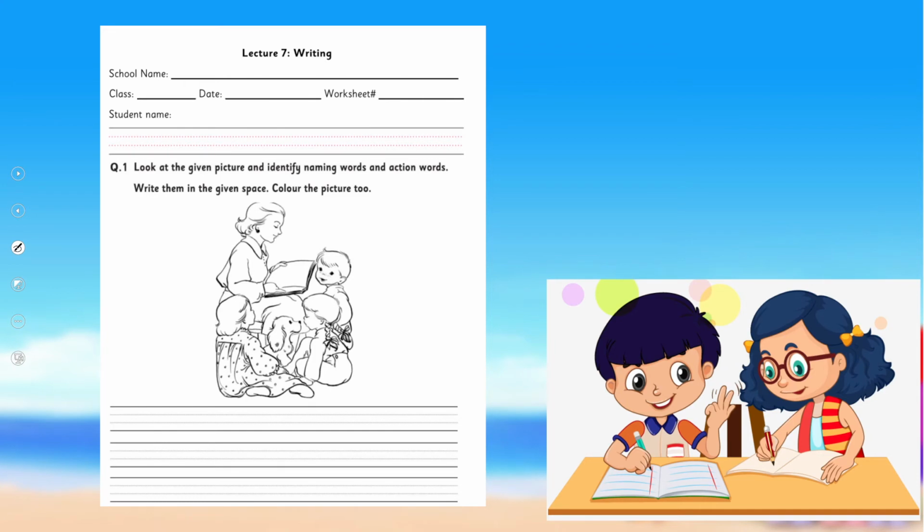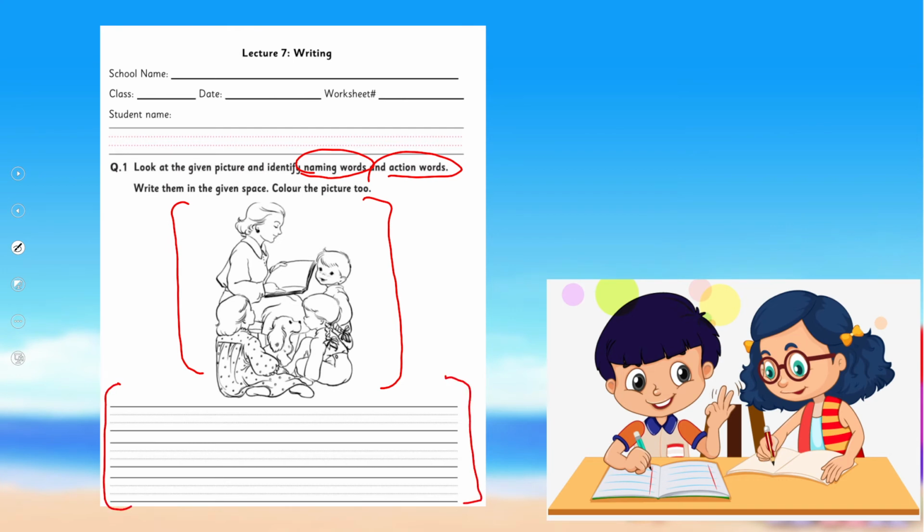And my dear children, what we are going to do, look at this picture and use naming words and action words. What is going on in this picture? That is all the action word. And by using those naming and action words, write few sentences over here.